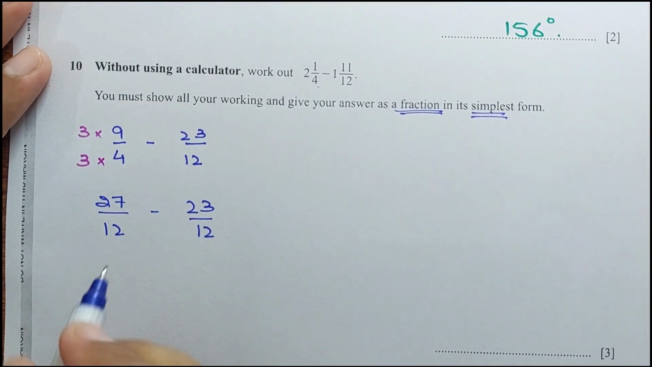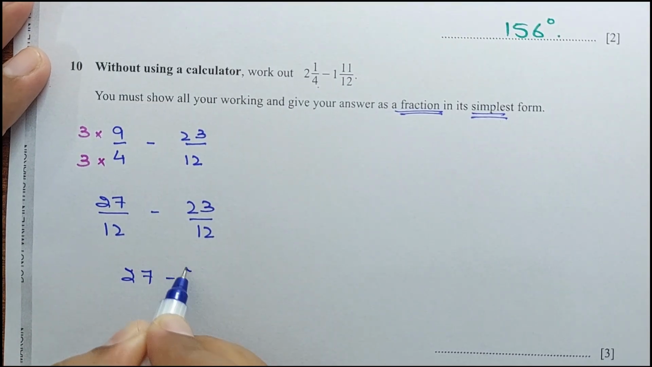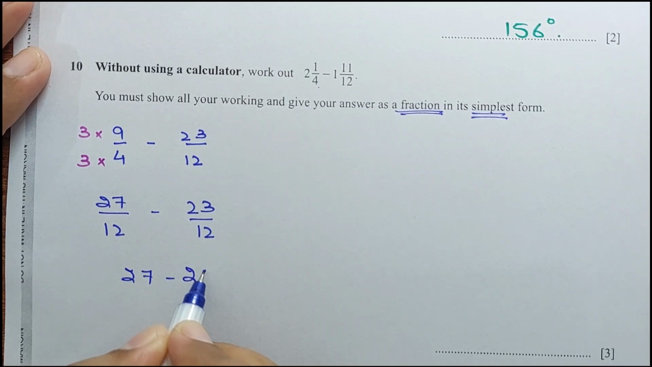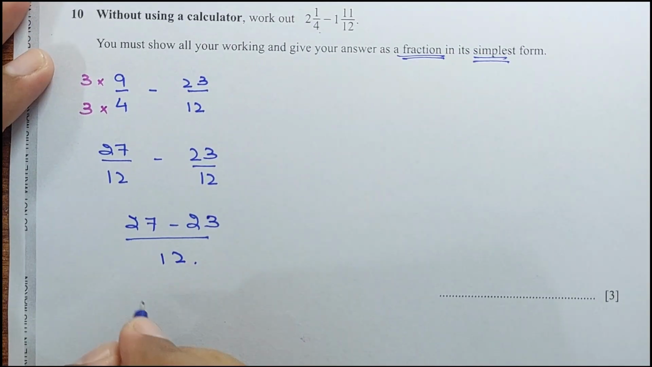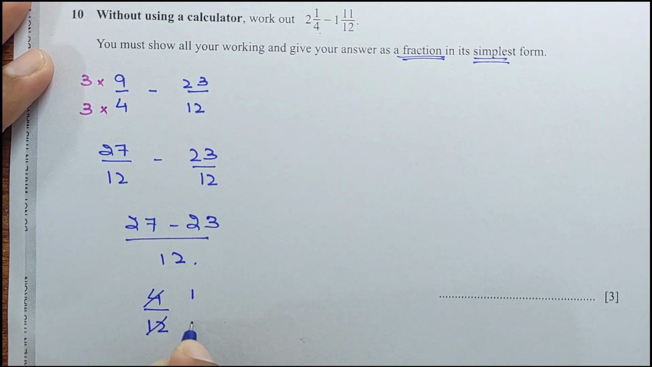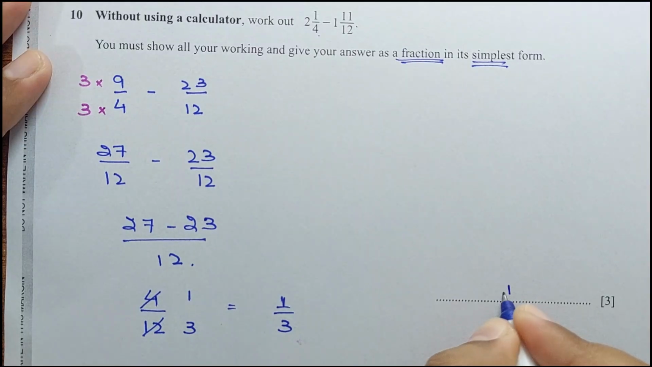Now the denominators are the same, so you can say 27 minus 23 over 12. From 27, take away 23. This is just 4 out of 12. In its simplest form, 4 times 1 is 4, 4 times 3 is 12. So the answer is 1 over 3 in its simplest form.